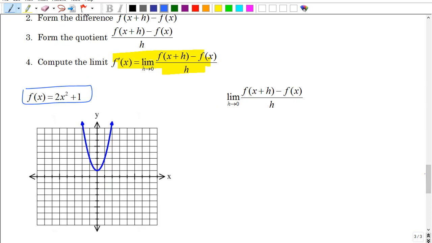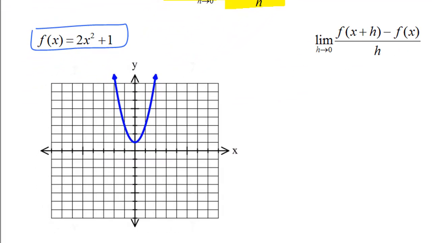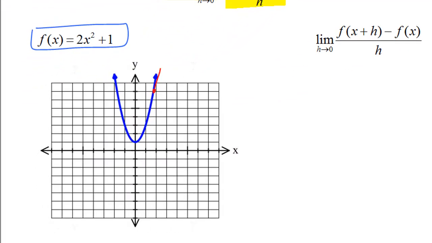So how am I going to find the derivative when I'm asking for the slope of a tangent line? Well, there's an infinite amount of tangent lines. I could say, let's put a tangent line here. That would have a positive slope. I could have a tangent line here. That'd be a slope of 0. I could have a tangent line here. That would be a negative slope. So what we're going to find is the derivative in general.